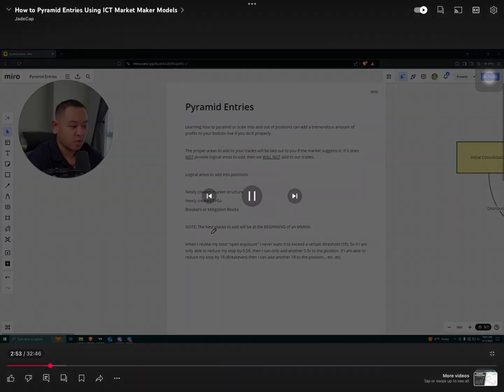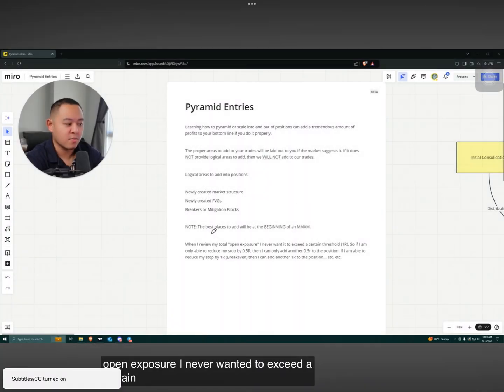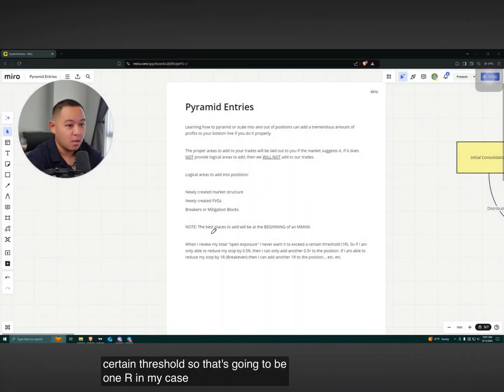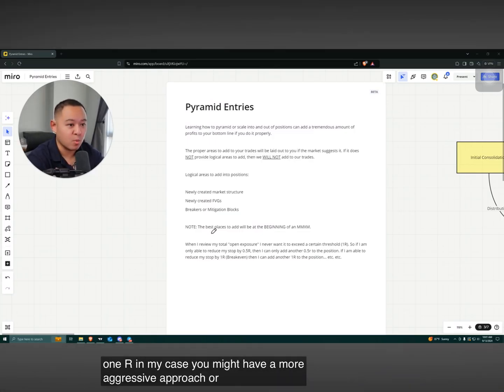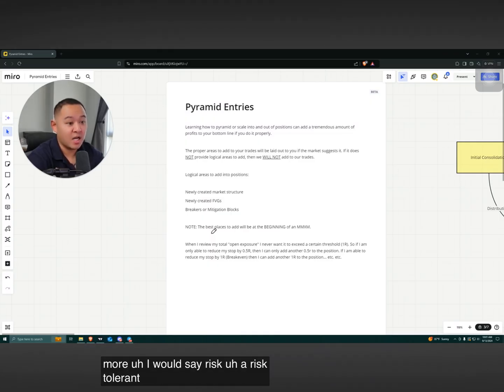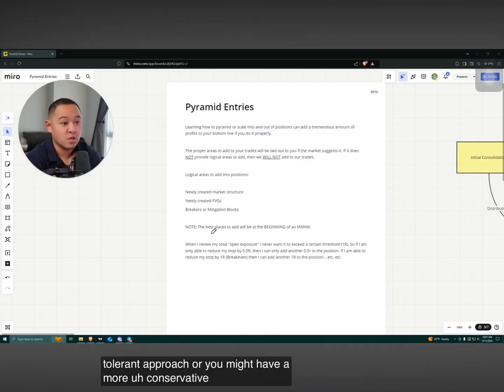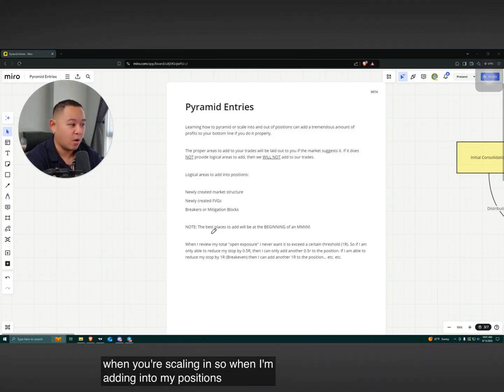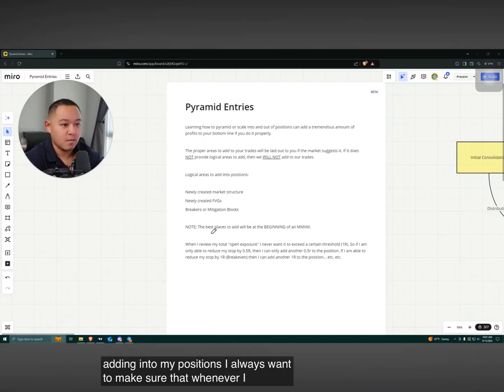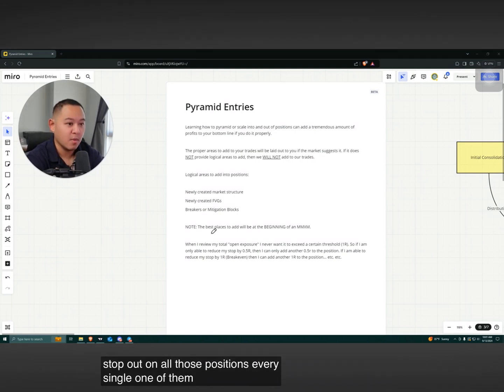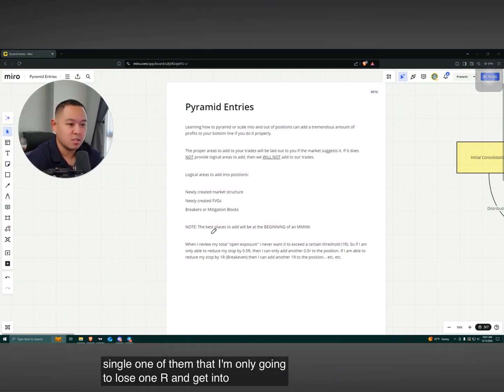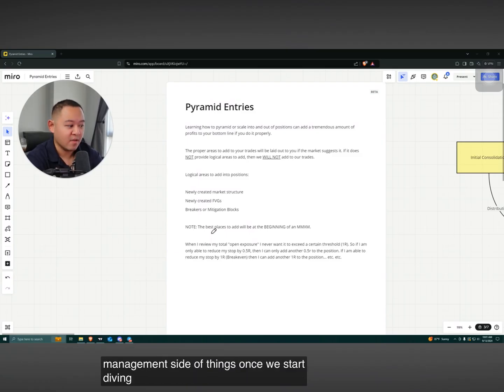And when I review my total open exposure, I never want to exceed a certain threshold. So that's going to be 1R in my case. You might have a more aggressive, or a more risk tolerant approach, or you might have a more conservative approach where you might only want to risk half an R, right, when you're scaling in. So when I'm adding into my positions, I always want to make sure that whenever I add, no matter what happens, if I take a full stop out on all those positions, every single one of them, I'm only going to lose 1R. And I'll get into the management side of things once we start diving into when I'm adding.